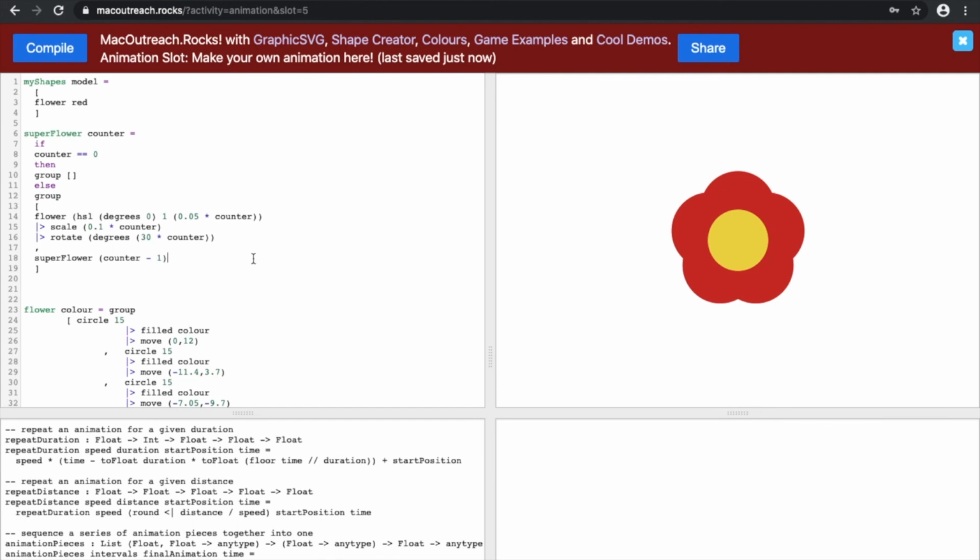Similarly to our fallingSquares function that we created just now, what this is going to do is run superFlower over and over and over again until finally counter equals 0 is true, at which point we'll group all the flowers we have together and our function will be complete. Okay, so let's go ahead and see that in action. Say we do superFlower 1. 1 flower gets created. Say it was superFlower 3. 3 flowers will get created, and so on and so forth.